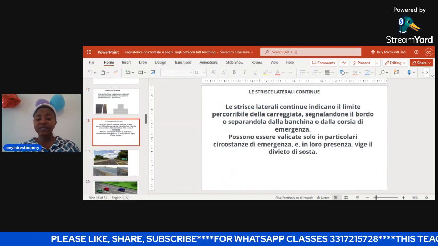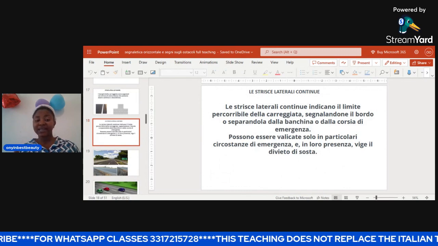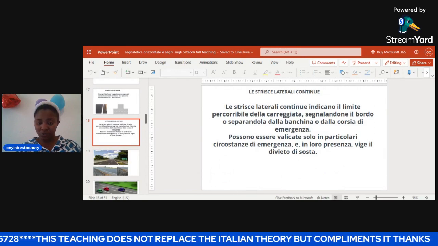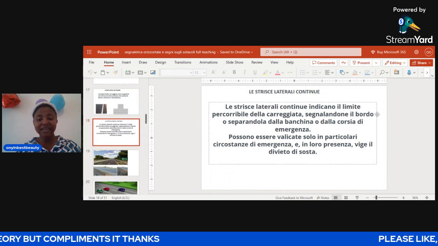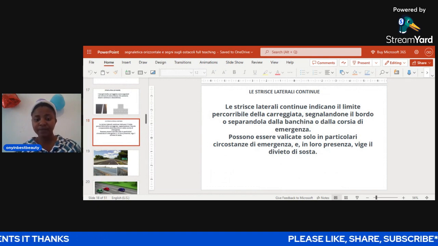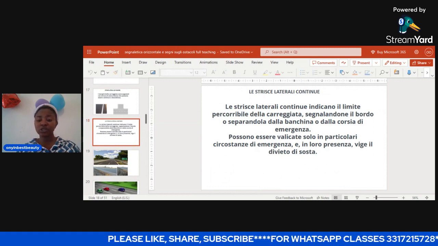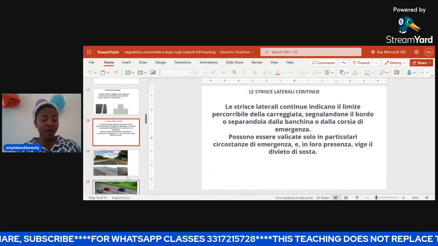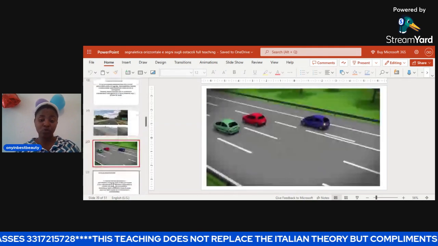Now, this particular one we'll be seeing is that of continua, the striscia laterale, the continuous one this time. La striscia laterale continua indica il limite percorribile della carreggiata, segnalandone il bordo o separandola dalla banchina o dalla corsia di emergenza. Now, this continuous line will tell you the limit of this carriageway. I'm going to give you an example, then we'll go back.